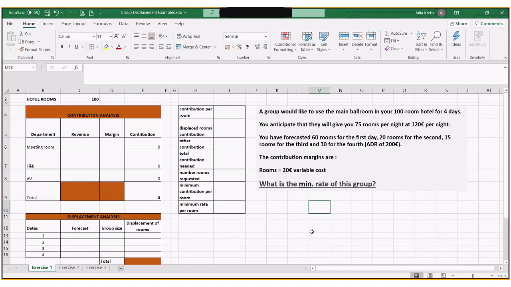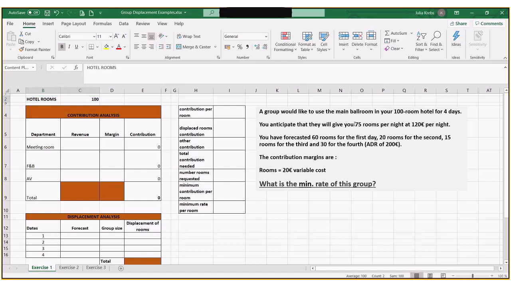First thing that we have to look into, obviously, is the displacement analysis, followed by the contribution analysis, and then we will go through all the steps until we reach the minimum rate. This particular group is looking to stay with us for 4 days, and they want to use the ballroom in our hotel free of charge, and we have 100 rooms in the hotel. This is also marked here on the top.